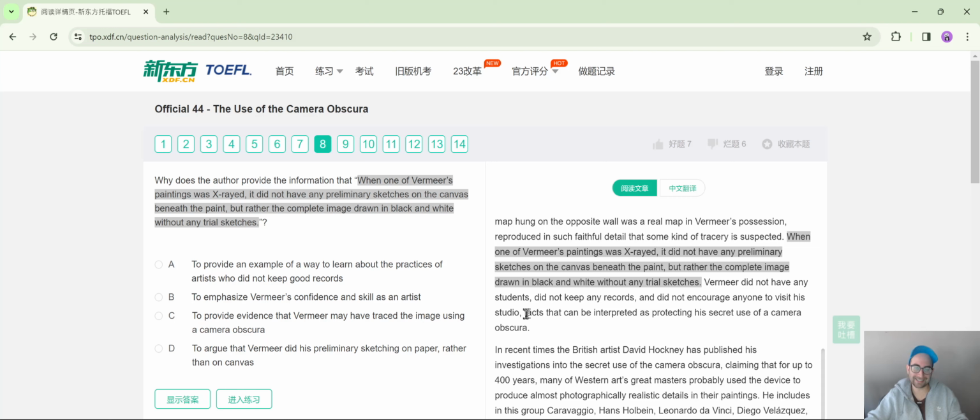Because this sentence here gives it away. All these aspects, right? And this information here, facts that can be interpreted as protecting his secret use of camera obscura. Well, there you go. Now check D, because these are kind of tricky question types. To argue that Vermeer did his preliminary sketching on paper rather than... No, it has nothing to do with the material.